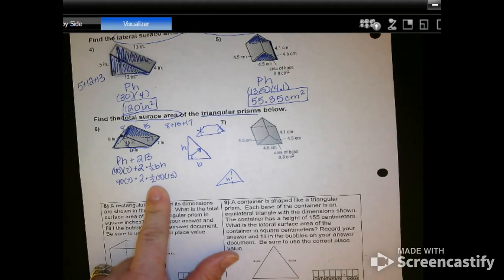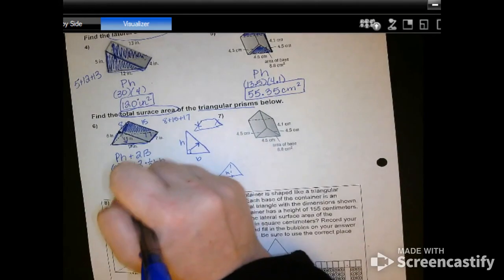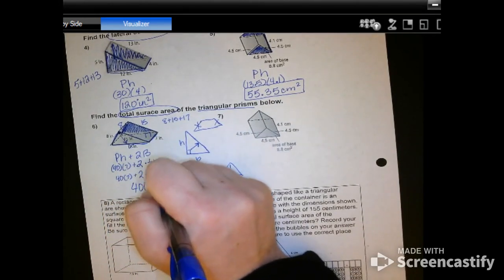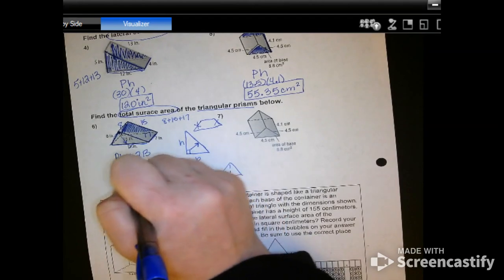Okay, if you put that in your calculator, what did you get? 400. Good. How did you get that? If you plug it all in your calculator, that's how you get that.